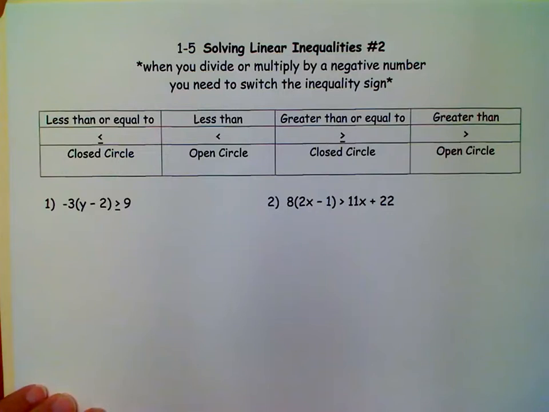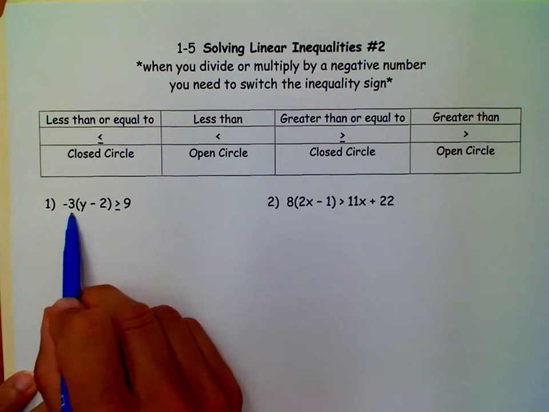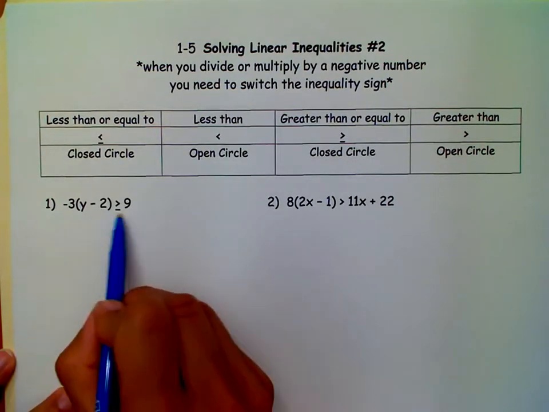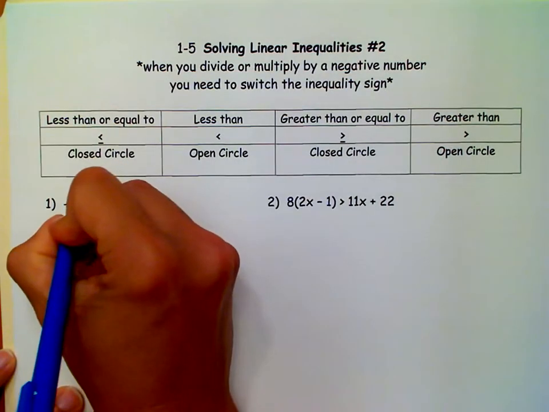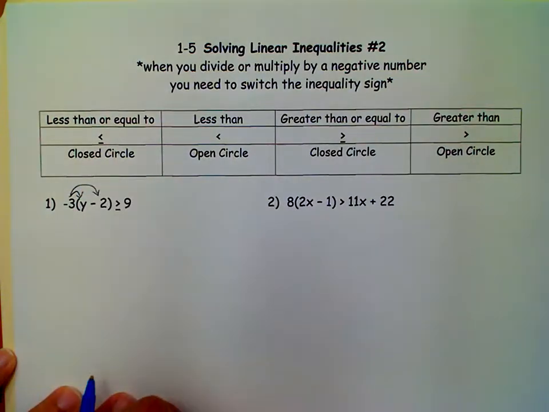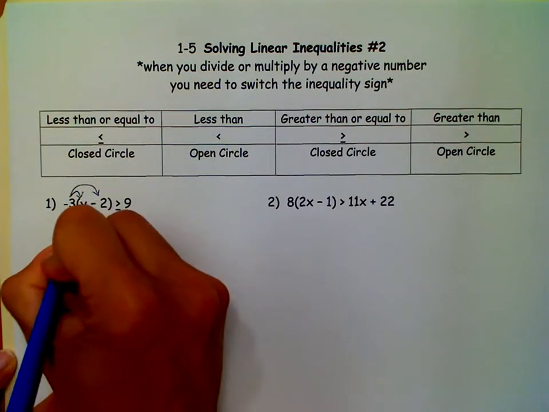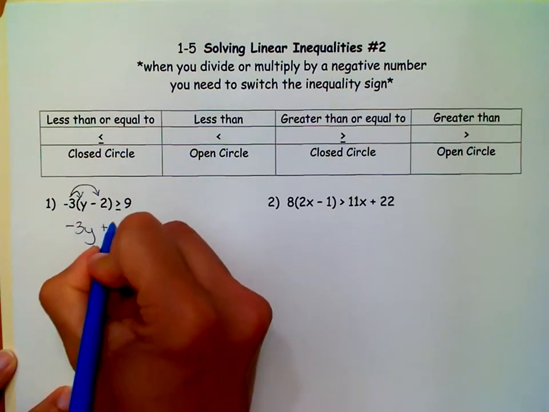So we need to get rid of parentheses here, because both of these are parentheses. Then we'll get our variables alone on one side. So in this first one, I need to get rid of these parentheses. Now some people would just divide by -3 right now. You can do that, but most people at this level are going to distribute through. So that's what I'm going to do. I'm going to show you that. So -3 times y is -3y, and -2 times -3 is +6.